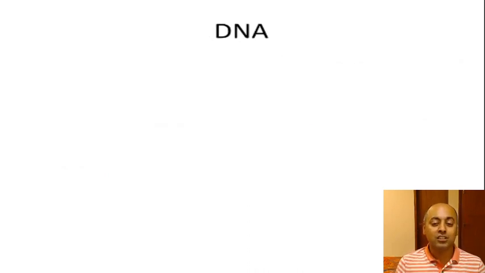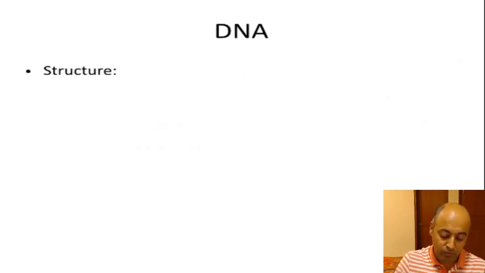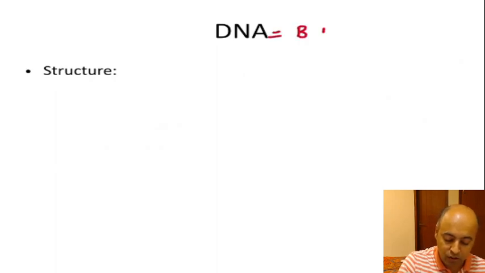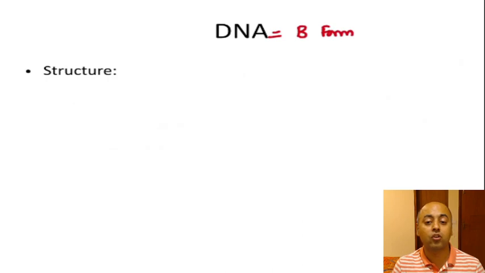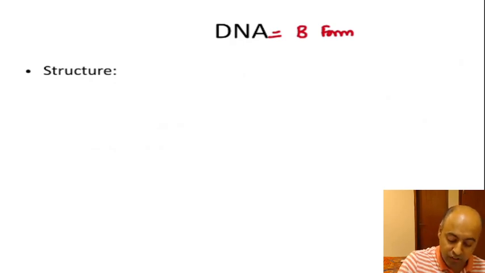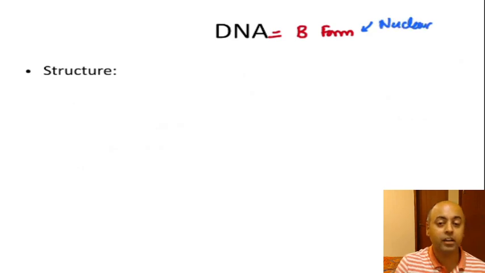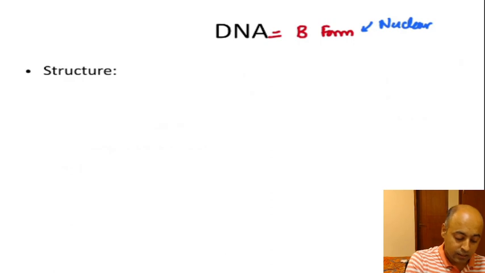So let's quickly move on to the DNA. When we talk about DNA, what you have to remember, currently we are talking about the B form of DNA. There are lots of conformations of the DNA. The most common conformation inside our body is the B form of DNA. In addition to this, what you have to note, this B form of DNA is actually the nuclear DNA. All right. So one is nuclear DNA. In addition to this, we also have a different place where the DNA is stored.